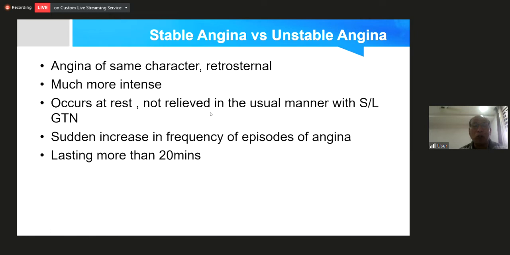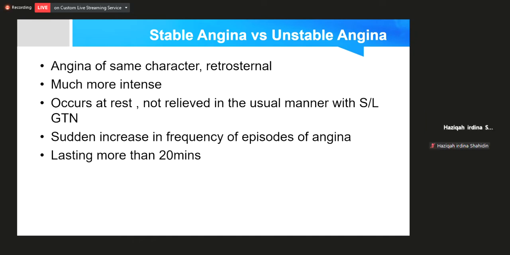Most students actually make many mistakes about relief by GTN. Sometimes they ask the patient to put the GTN under the tongue, and the pain is relieved after 10 minutes. Actually, pain relieved after 10 minutes is not due to the GTN, because when you put GTN under the tongue, it should relieve within 10 seconds. If relieved within 10 minutes, it means that the chest pain resolved spontaneously. Okay, students, understood? Yes, Doctor.